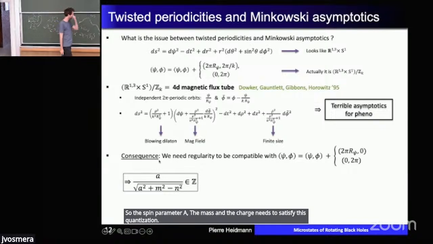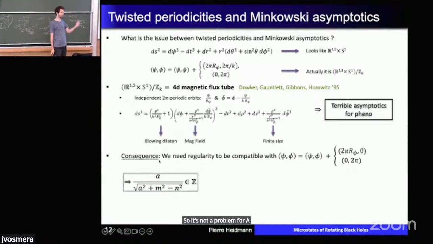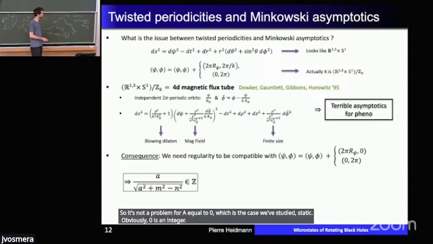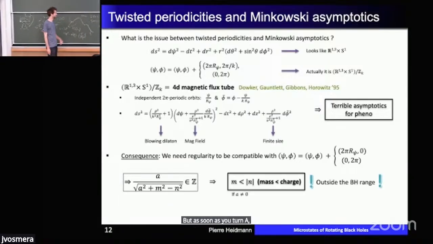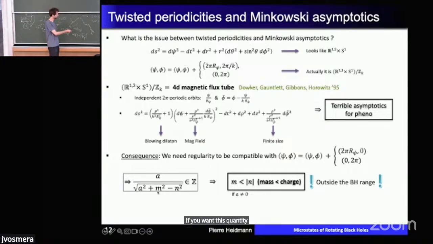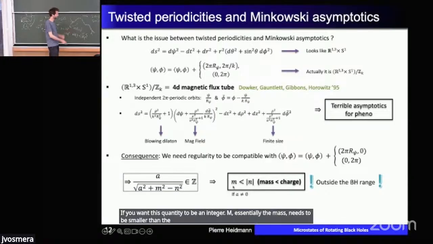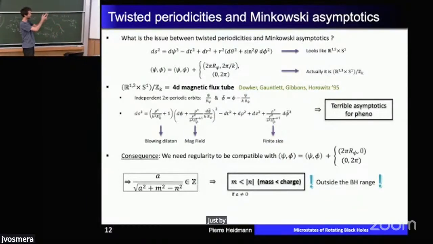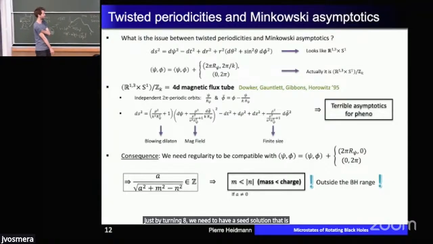So it's not a problem for A equal to 0, which is the case we've studied, static. Obviously, 0 is an integer. But as soon as you turn on A, you need to satisfy something which is pretty dramatic. If you want this quantity to be an integer, M, essentially the mass, needs to be smaller than the charge, N. So you will start with a seed solution which is outside the black hole bound. Just by turning on A, we need to have a seed solution that is outside the black hole bound.